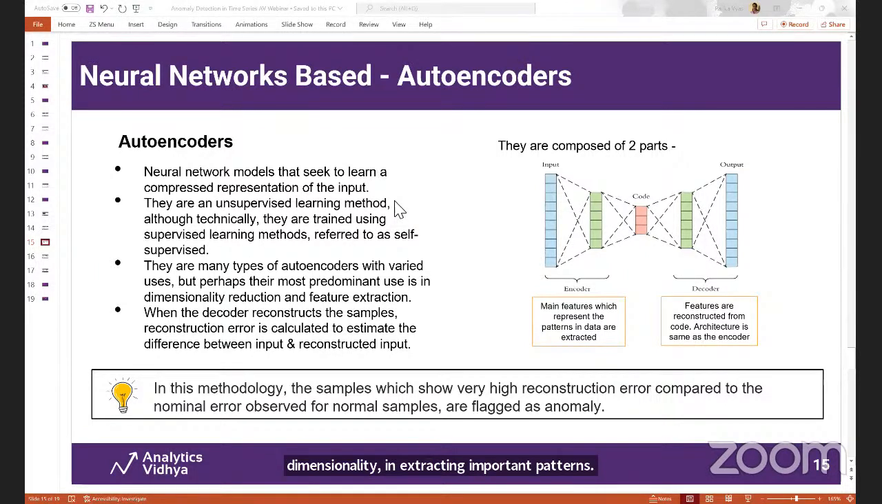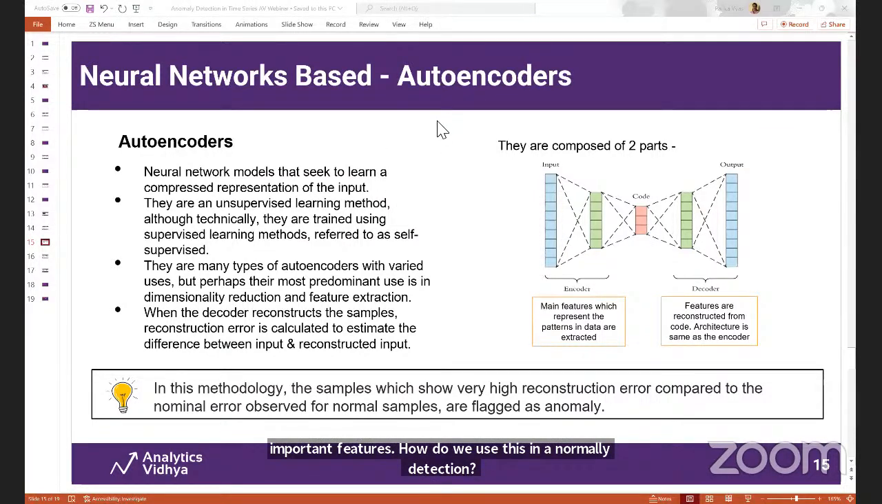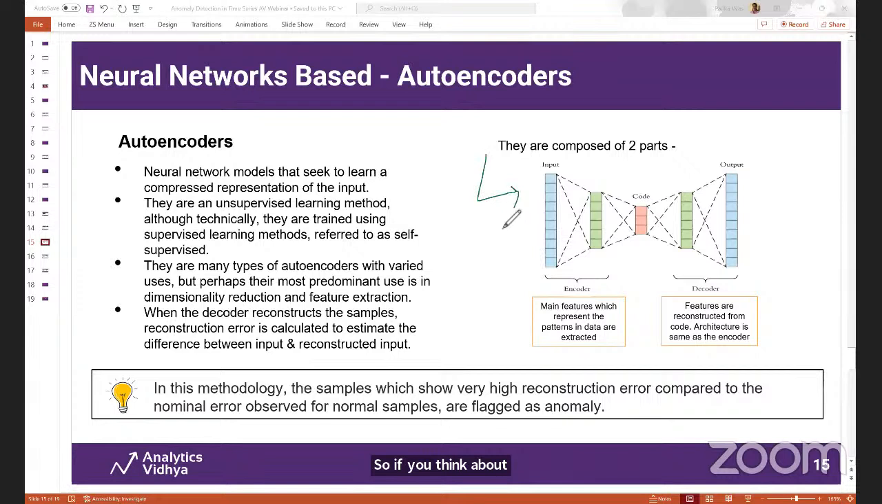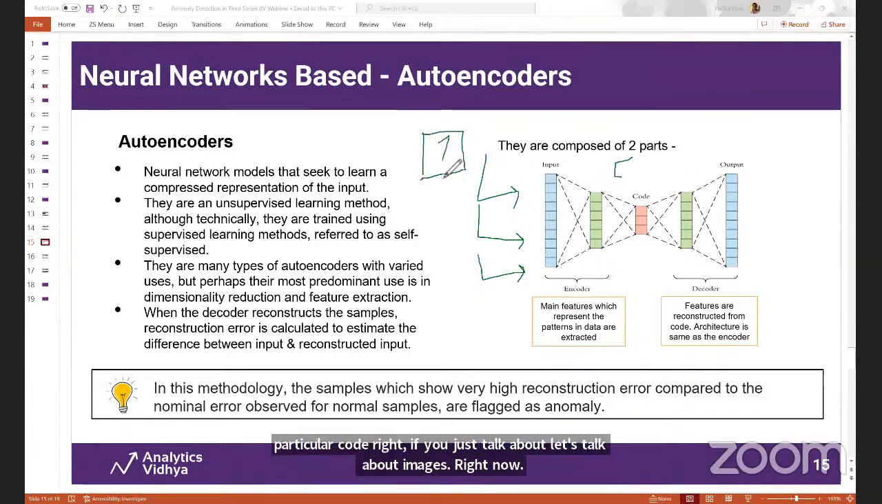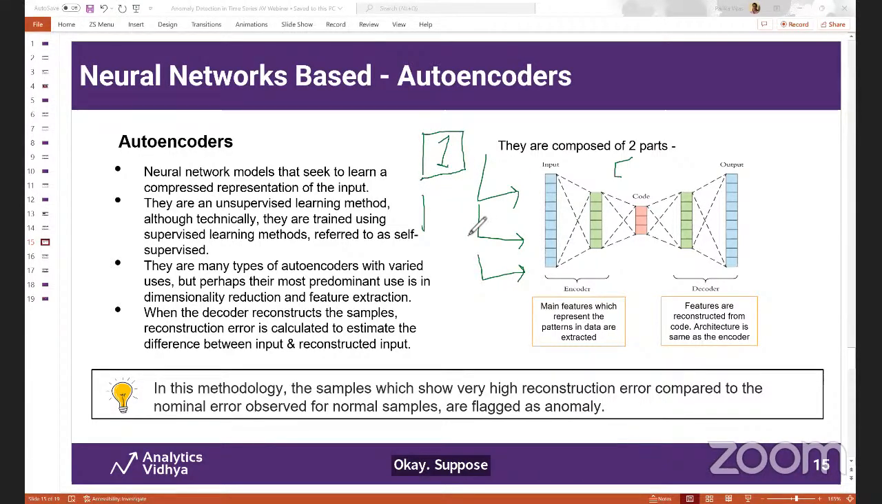How do we use this in anomaly detection? When I'm sending some inputs to this neural network model, I get a particular code, right? Let's talk about images for now. Here is my first image, say it's just a number one. Here is my second image that I just sent as an input to the input layer, or to the encoder. I want my decoder to give the same image, or the most similar representation of the image.